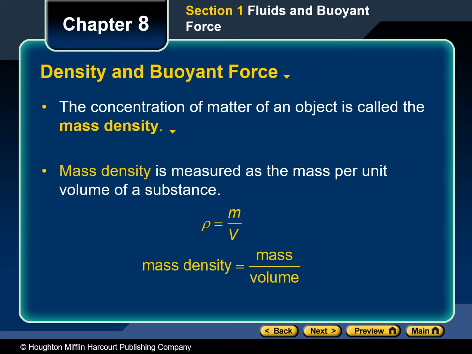It is often represented by the Greek letter rho. The SI unit of mass density is kilograms per cubic meter. The densities of different liquids and solids tend to change very little with changes in pressure. But gases are compressible.